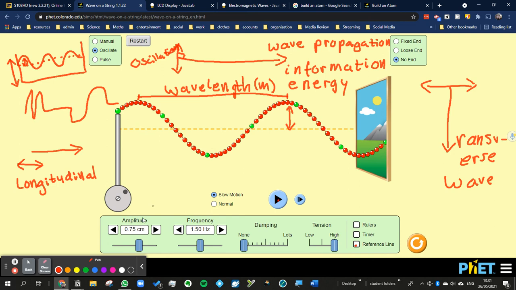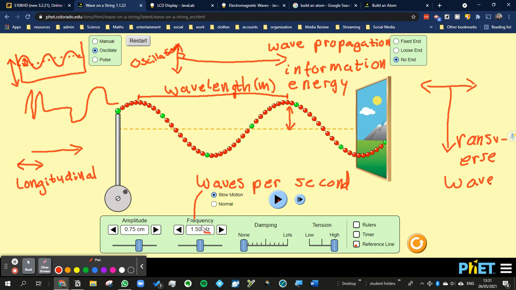So the frequency is waves per second. That's what frequency means. It's the amount of waves per second, and the unit for that is hertz.